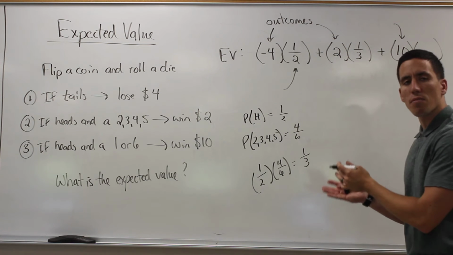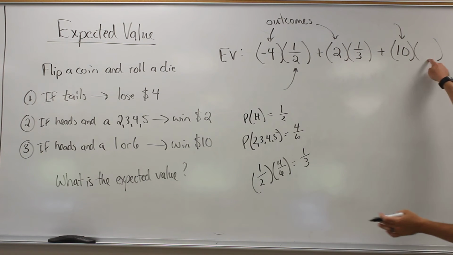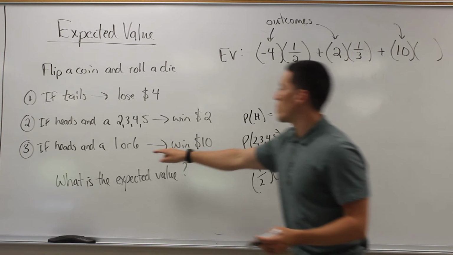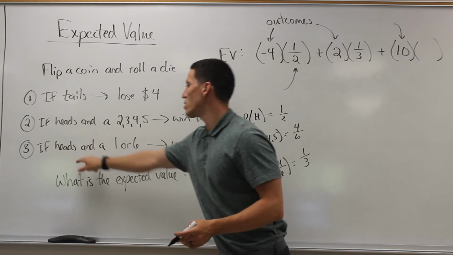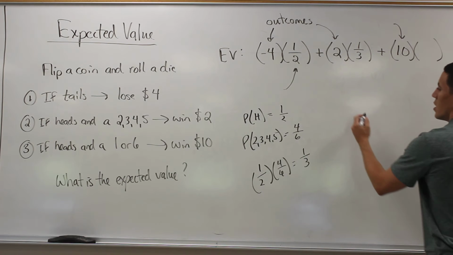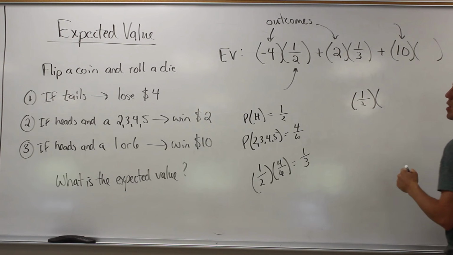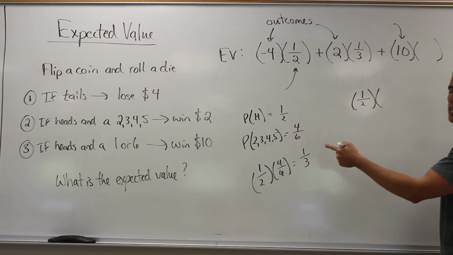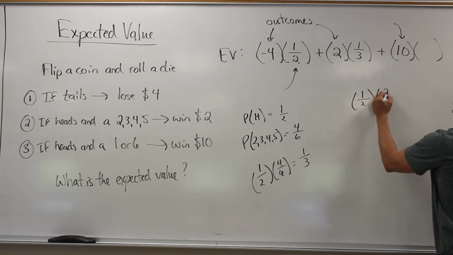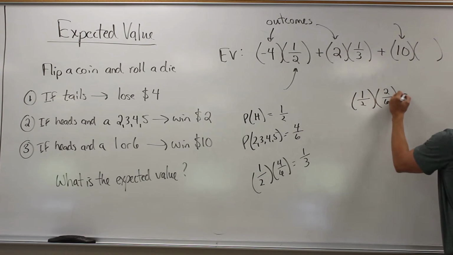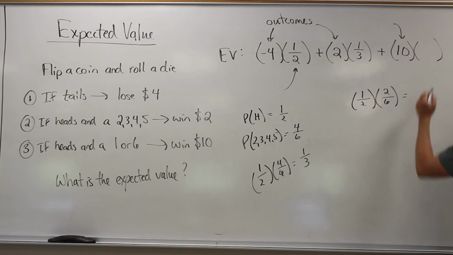I'm going to repeat a very similar process for this final probability, which is the probability that we win $10, which happens if we get heads and a 1 or a 6. So the probability that we get heads, we've already established, is 1/2. The probability that we get a 1 or a 6 is 2 out of 6. When we multiply those together, we end up with 1/6 simplified.